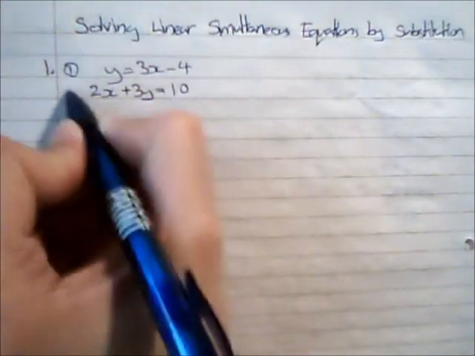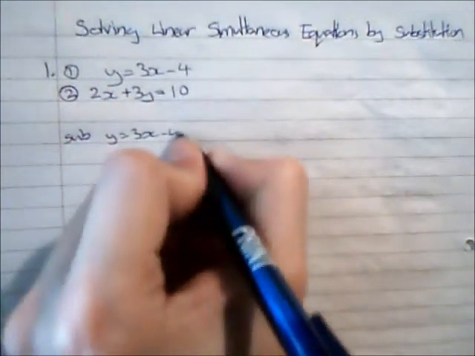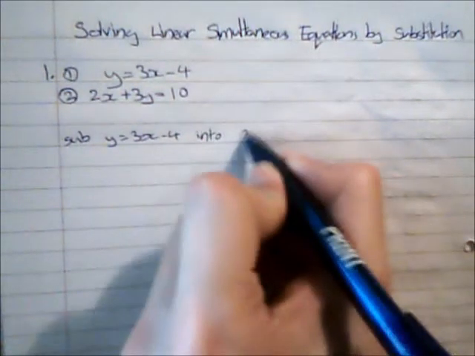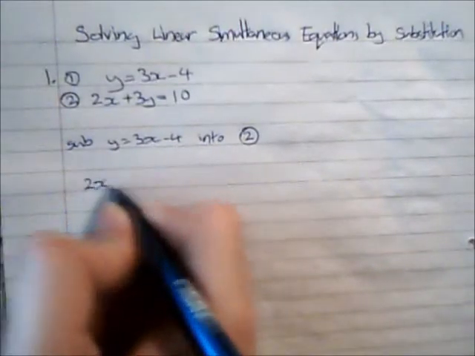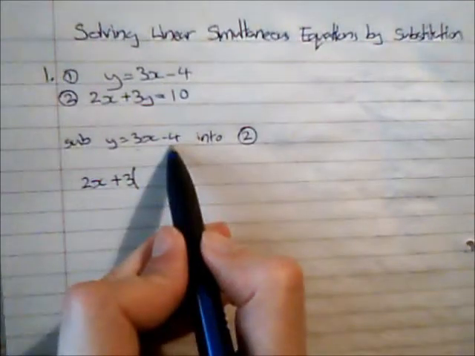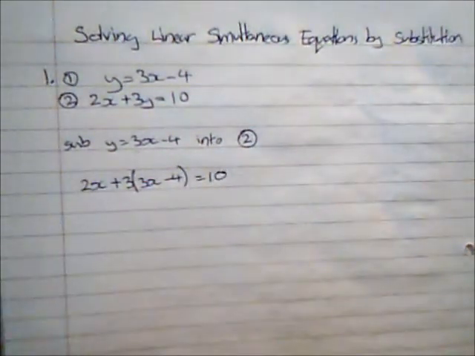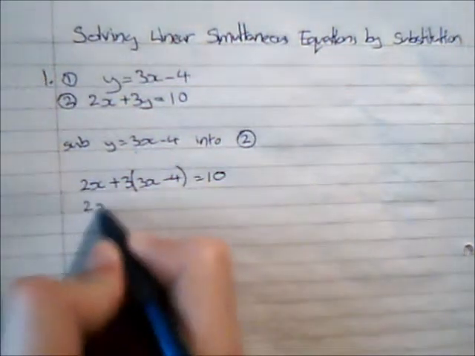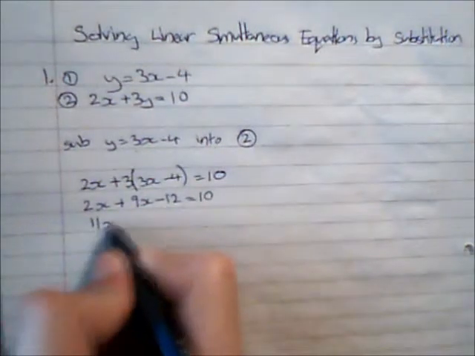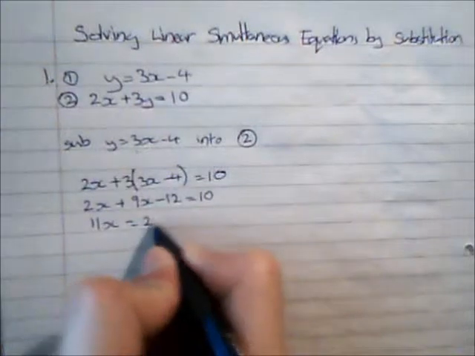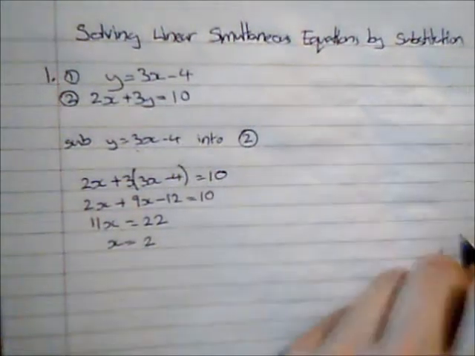So I'm just going to number these 1 and 2, and I'm going to substitute y equals 3x minus 4 into my second equation. So when I make that substitution, I can now replace the y with my expression in terms of x, and I have a linear equation in one variable which I can solve. So I'm going to go through and expand the bracket. I'm going to add the x terms together and add 12 to both sides to give me 11x is 22, and then I can divide through by 11 to give me x equals 2.